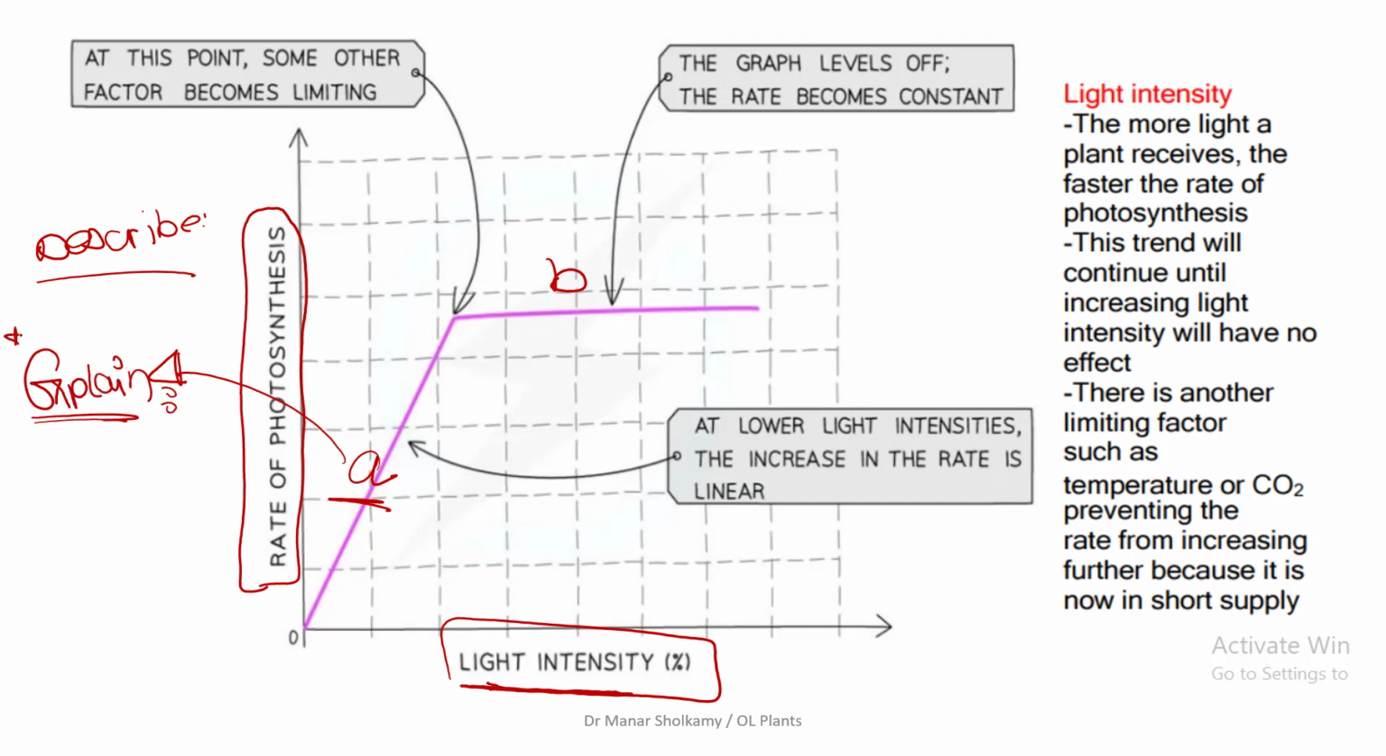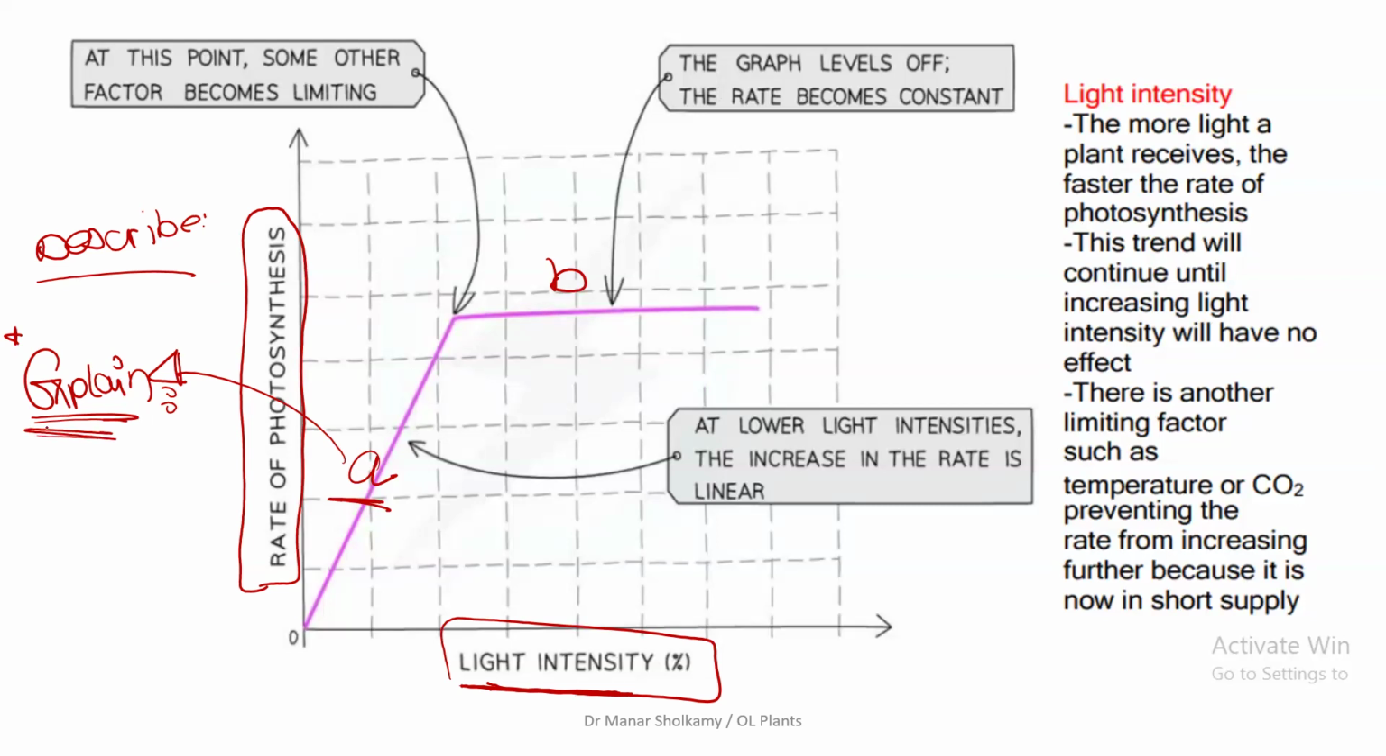The explain part is a little bit tough, but why, when the light increases, does photosynthesis increase? The particles gain more energy. At A, the limiting factor is light intensity. Yes, you are correct. At A, the limiting factor is light.